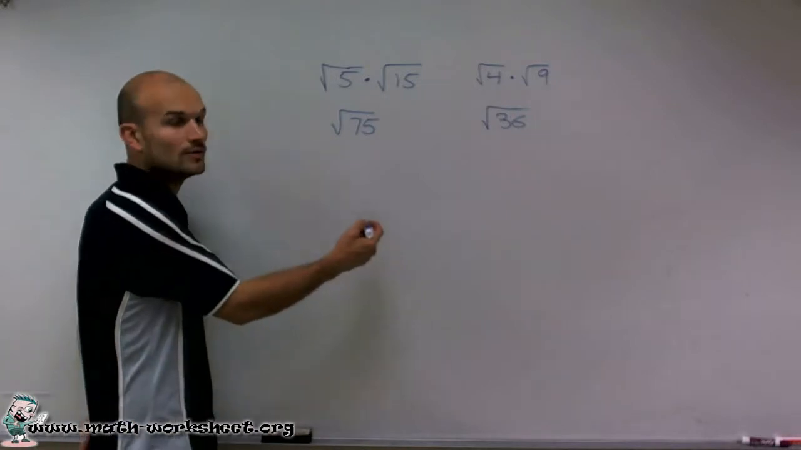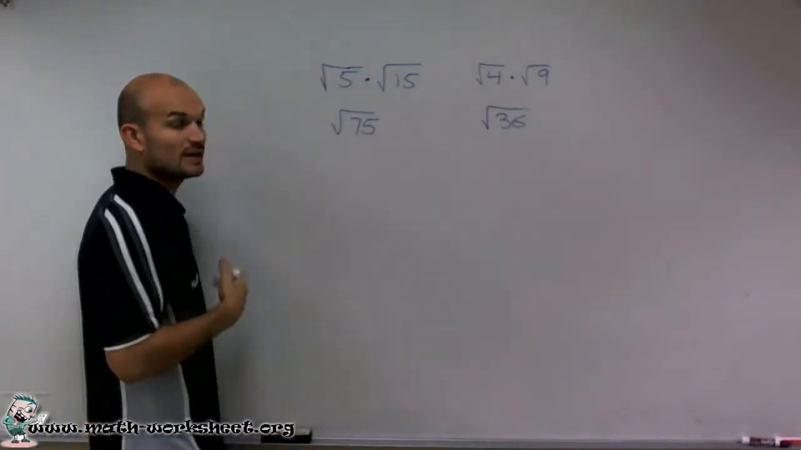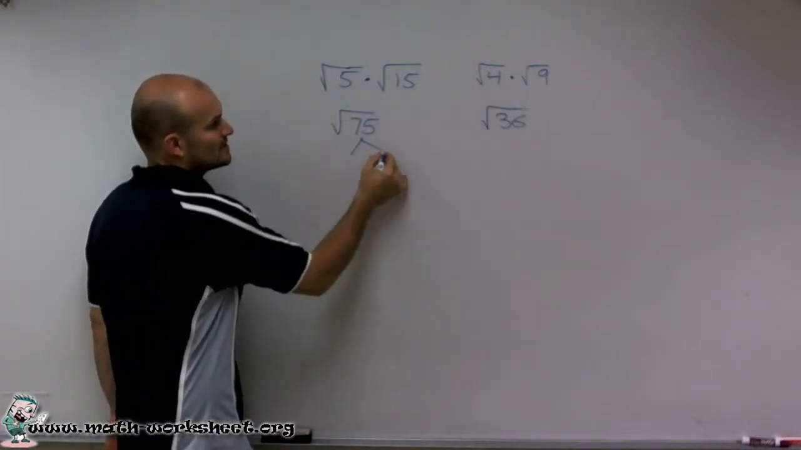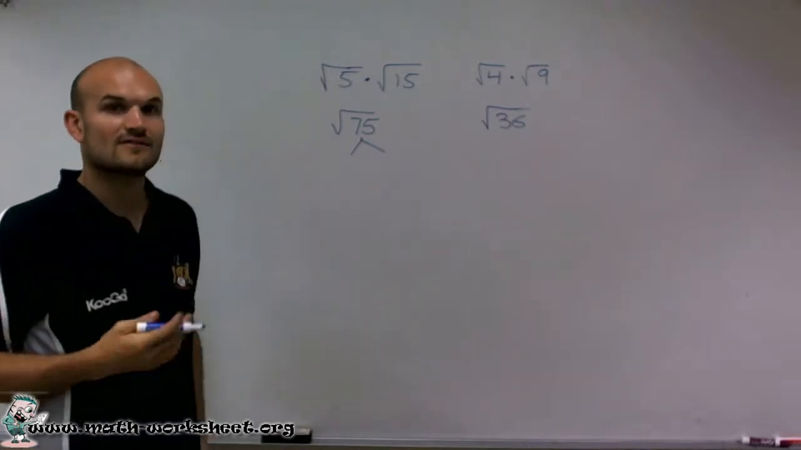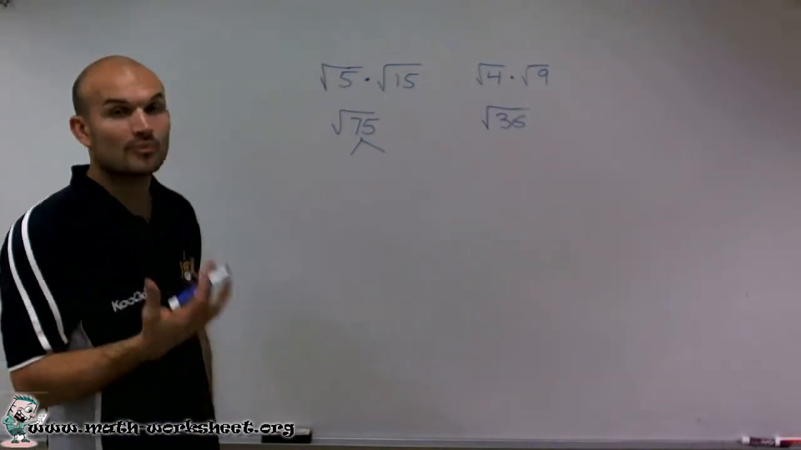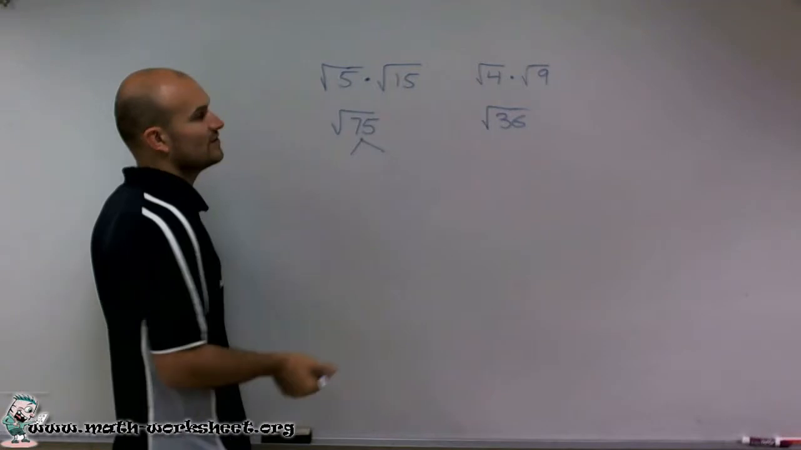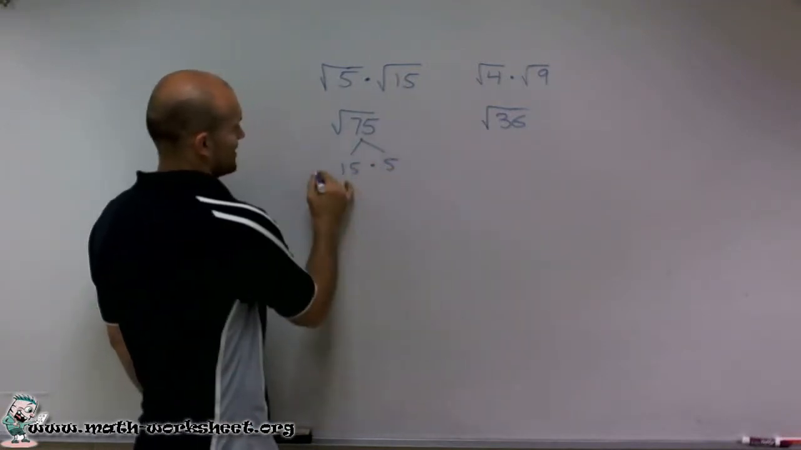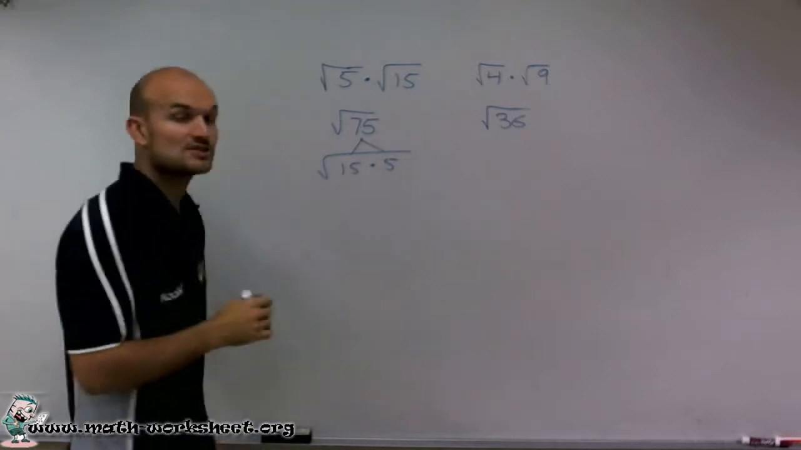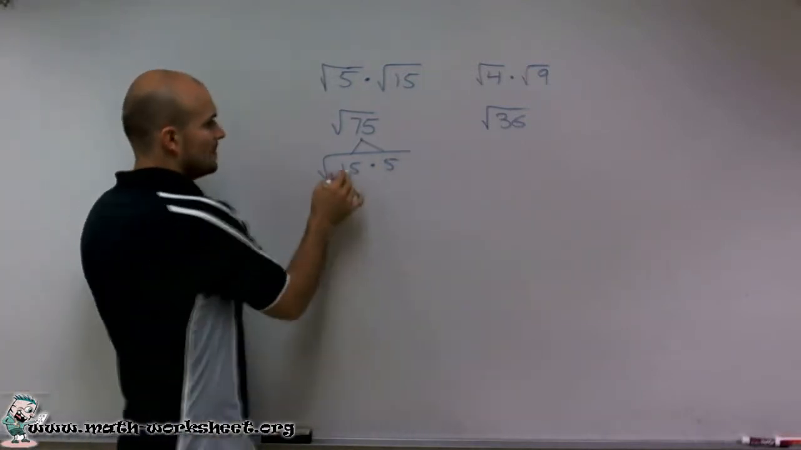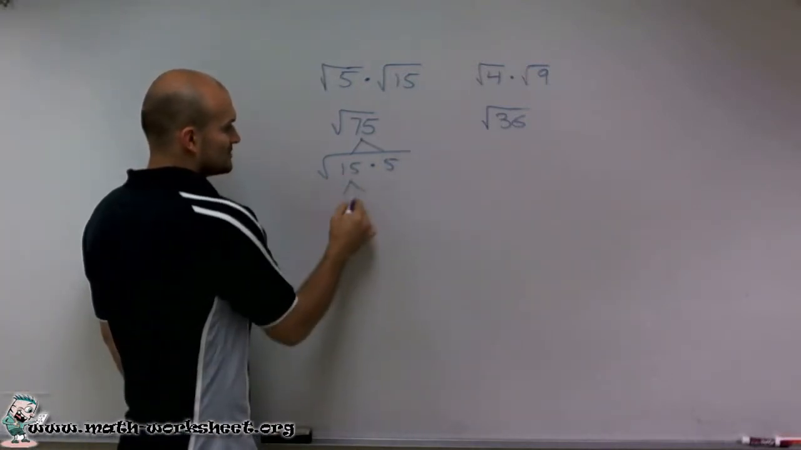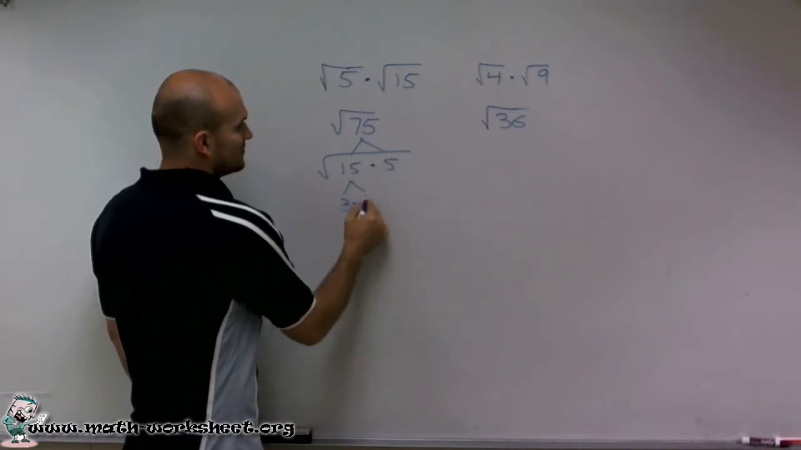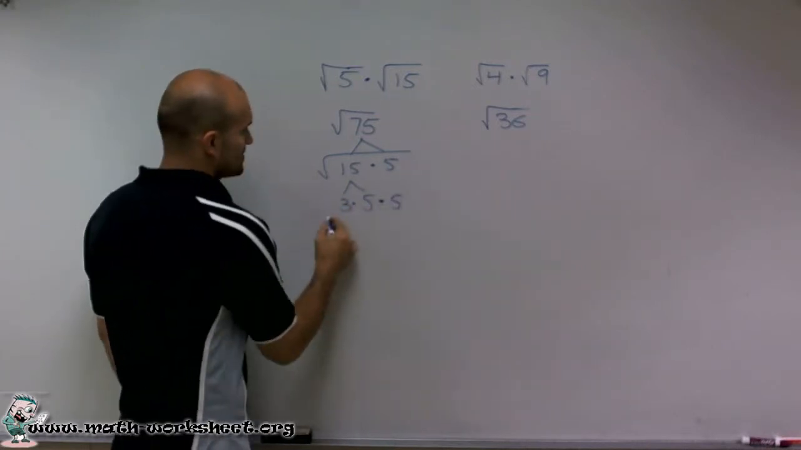If I need to take the square root and simplify this, we can start taking a look at the factors and breaking it down. We already know 5 and 15 are the factors, so let's use that: 15 times 5. But remember, even though we're breaking it down, they're still going to remain under their square roots. Then I can break down 15 into its factors, which would be 3 times 5 times 5.